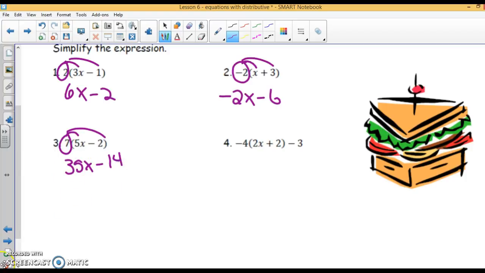So 35x minus 14. Now, here's one where I need to distribute first and then combine like terms. So I'm going to distribute a negative 4. Negative 4 times 2x is negative 8x. Negative 4 times positive 2 is negative 8. So minus 8. Bring down the minus 3. Now, I need to combine like terms. I don't have anything I can add to negative 8x. Negative 8 minus 3 is negative 11. So negative 8x minus 11.